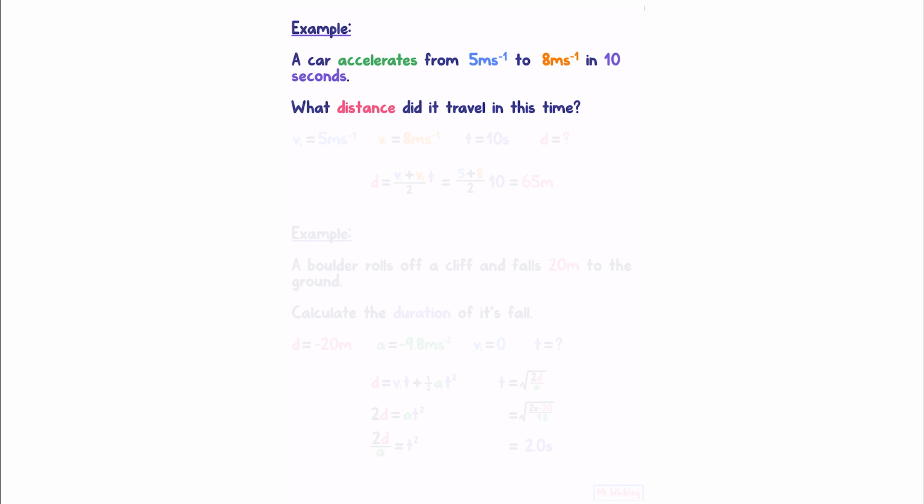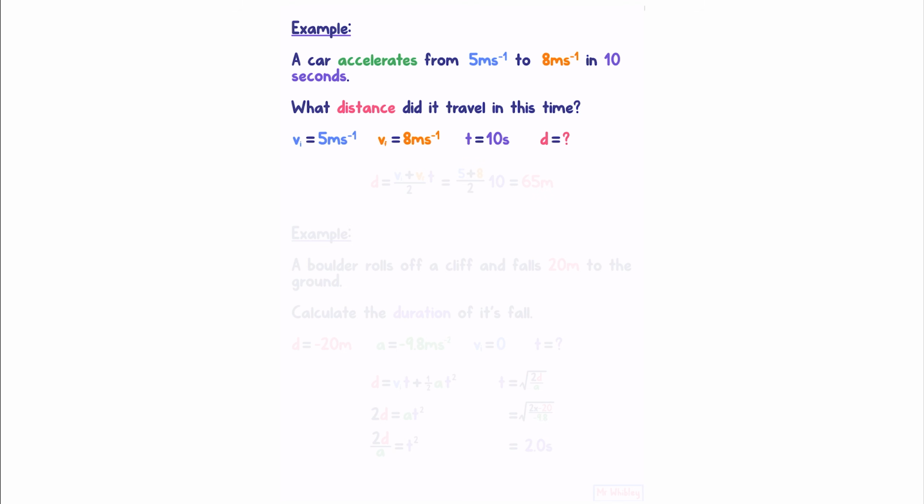Let's now walk through an example. A car accelerates from 5 meters per second to 8 meters per second in 10 seconds. What distance did it travel in this time? We're given our initial velocity is 5 meters per second, our final velocity is 8, we have a time of 10 seconds, and we're trying to determine the distance.